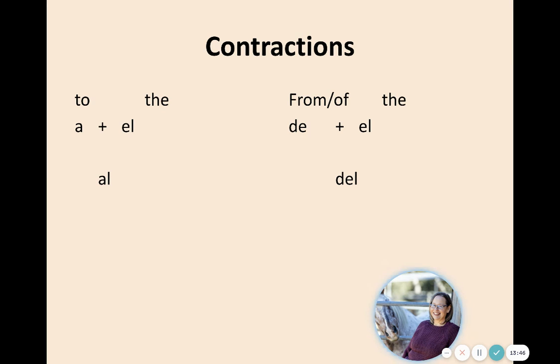Okay, there are contractions in Spanish. There are two contractions. That's it. To the. A, el would make al. From or of the would be de plus el and would be del. Those are the only two contractions in Spanish where you take two words and make them one word.